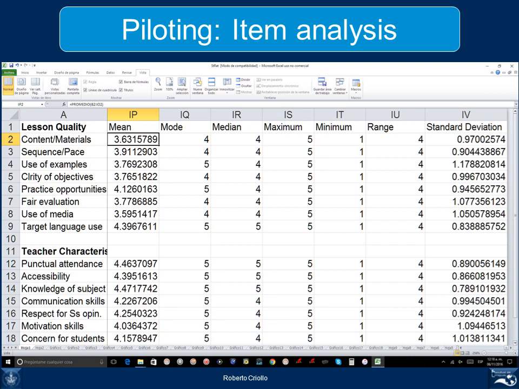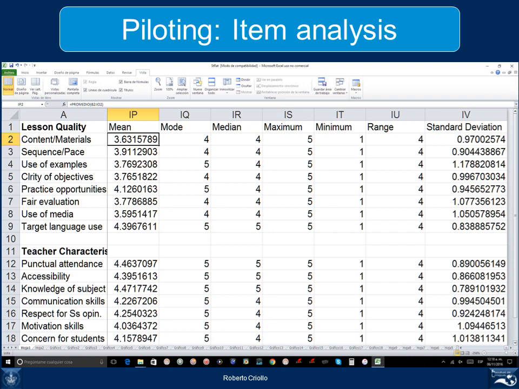And we can see pretty much the same thing that we saw in the first aspect, that the modes are mostly 5 and the medians are mostly 4. So this really means that the teachers have, according to the students, a very good performance on these aspects that were assessed.